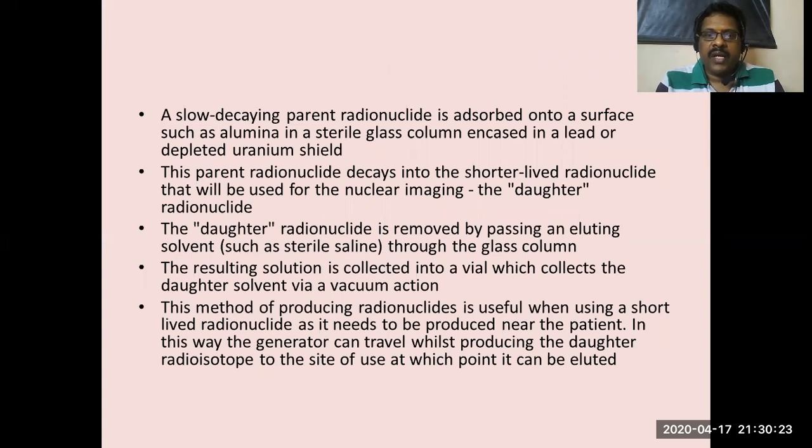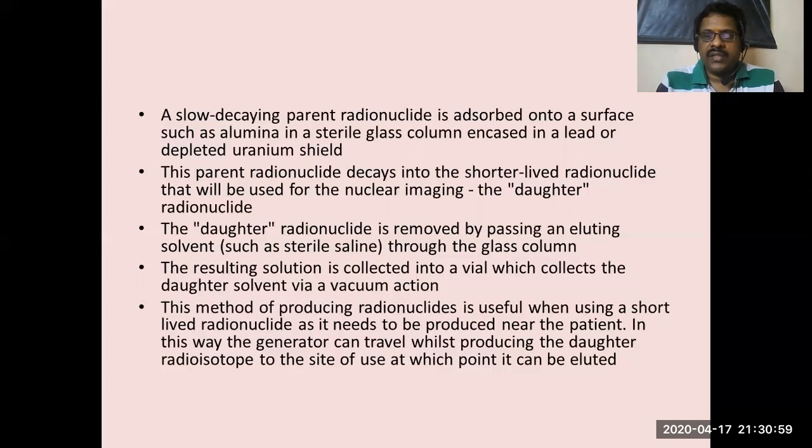A slow-decaying parent radionuclide is adsorbed onto a surface such as alumina in a sterile glass column encased in a lead or depleted uranium shield. Normally we use in chromatographic procedures alumina coated on the surface of glass. The same procedure is used here. Here, this parent radionuclide decays into the short-lived radionuclide that will be used for nuclear imaging, the daughter radionuclide. We want only the daughter radionuclide. The daughter radionuclide is removed by passing an eluting solvent.